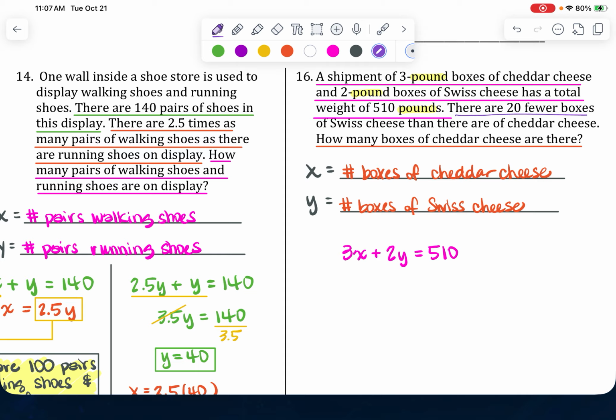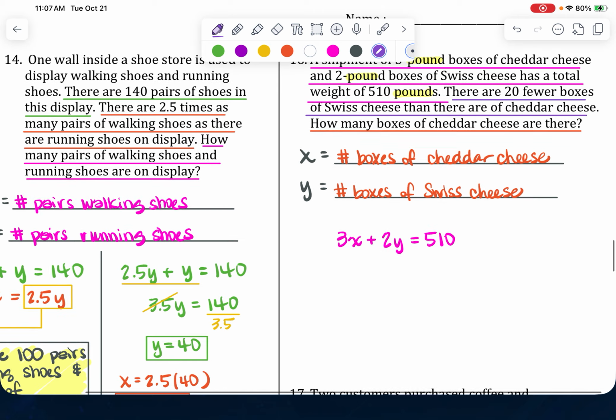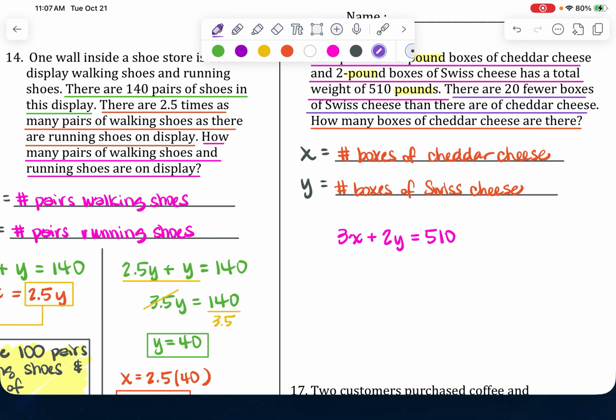Then, again, this one's kind of tricky. There are 20 fewer boxes of Swiss cheese than cheddar. Okay, so you might need to think about this for a second. We talked about this in class. There are 20 fewer boxes of Swiss cheese than cheddar. So your options are either X equals Y minus 20, right? 20 fewer, or Y equals X minus 20. So you need to make sure that you pick the correct one, okay? Because you know it has to be one of these two. So just pay very close attention.